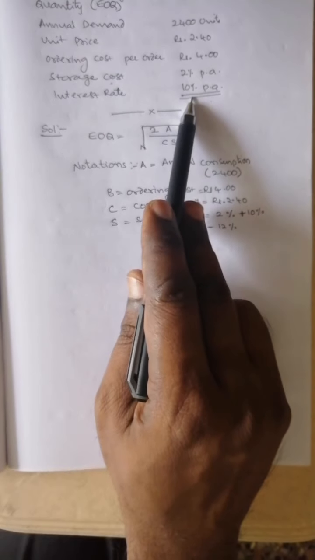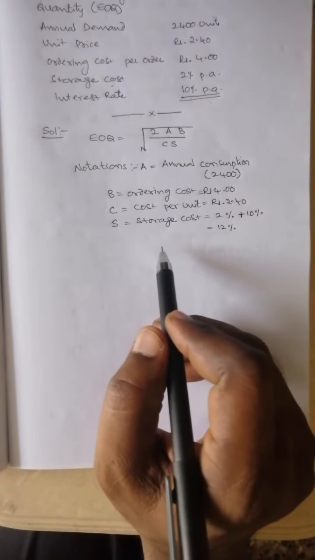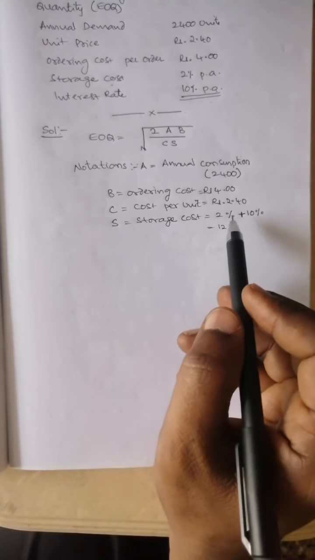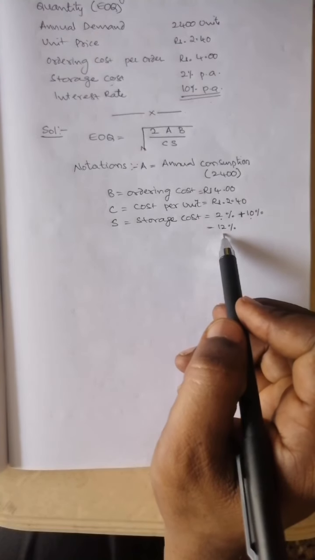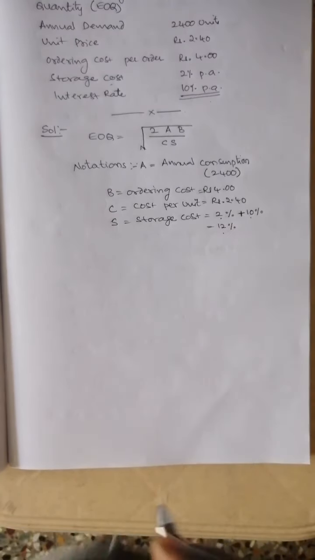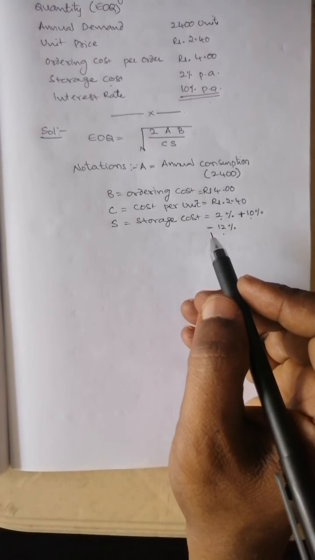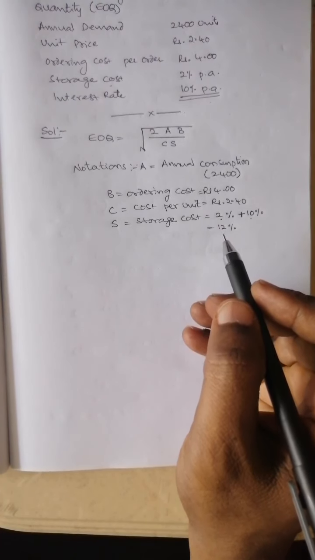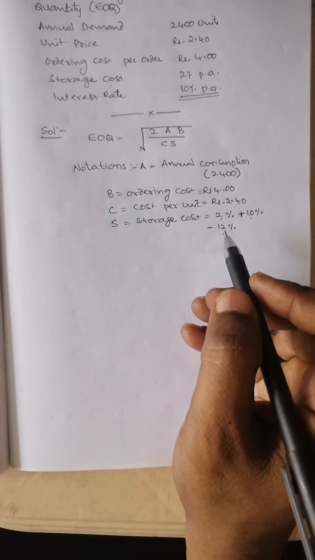Interest is 10% per annum on the investment made on the raw material. So these two are part and parcel of holding cost. Therefore, 2% plus 10% is equal to storage cost, now 12%. Once you understand this, then the remaining computation is a school going boy job.